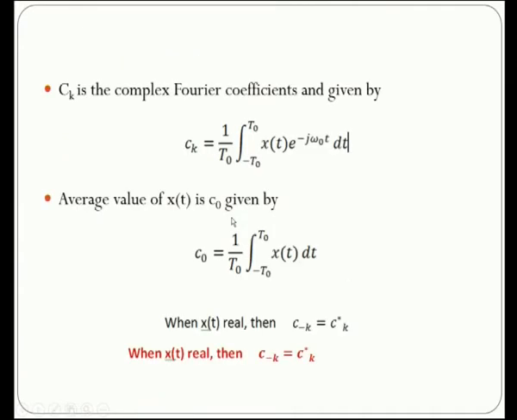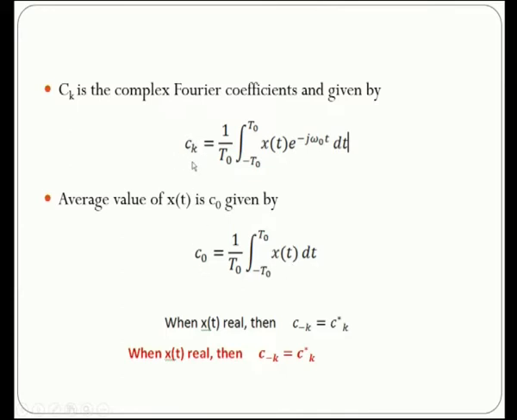So, here the Fourier coefficients are represented with Ck. Ck is the complex Fourier coefficient which can be given by Ck equal to 1 by t0 integral from the lower limit to the upper limit, minus t0 to t0, x of t e power minus j omega naught t into dt. From this, if you want to calculate the average value, which is C0, this is the initial value or middle value between the negative limit and positive limit, it is given by C0 equal to 1 by t0 integral of minus t0 to t0 x of t dt. So, these are the remaining coefficients.